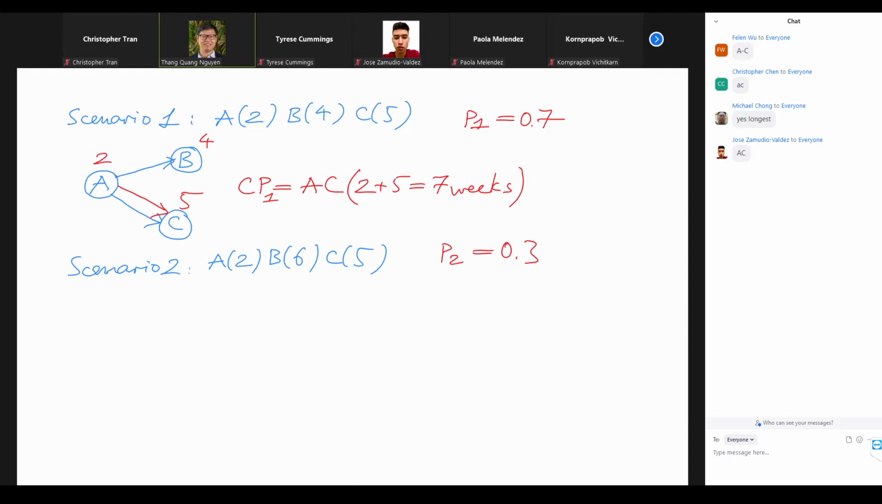So one more time, we need to look at the project with the new data. We have A, A goes to B, and then A goes to C. The completion time is 2 weeks for A, B is 6 weeks, C is 5 weeks. Again, we need to find the completion time of this particular scenario 2 project. To find that, we need to find the critical path. I would like to ask the whole class, which one is a critical path for the second scenario?